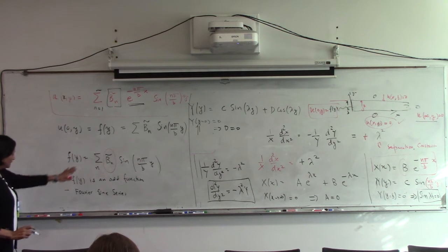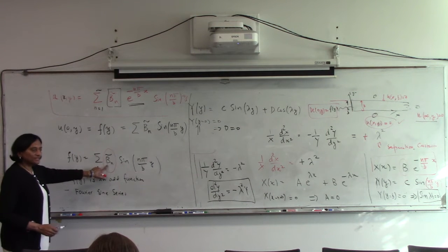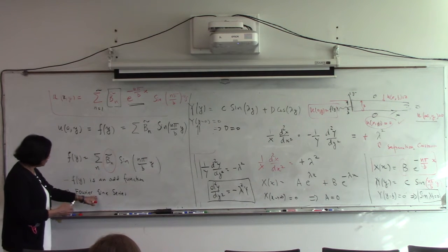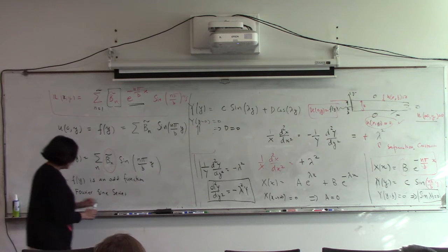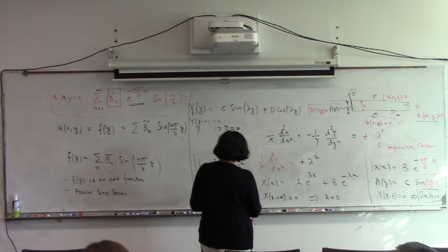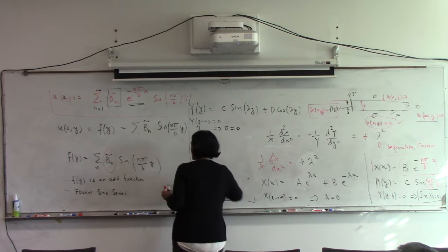But for now, just learn this, and if it is this, through Fourier series, we know these coefficients are given by a certain formula which I'll write down. They are called Fourier coefficients.